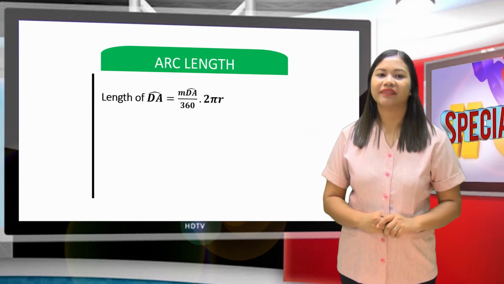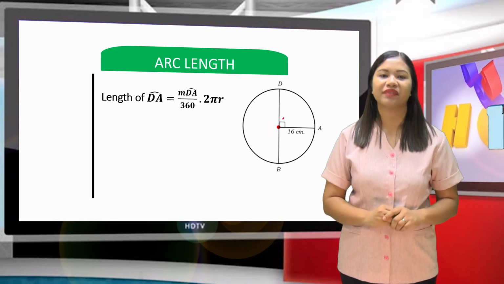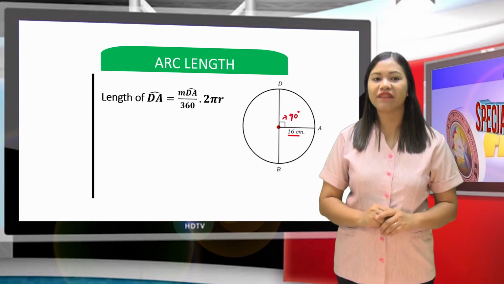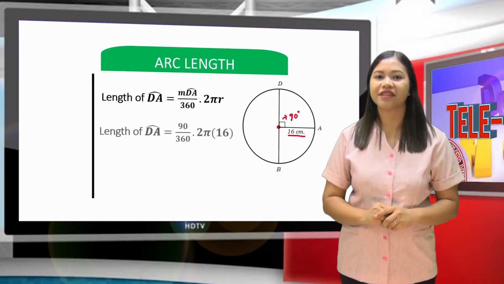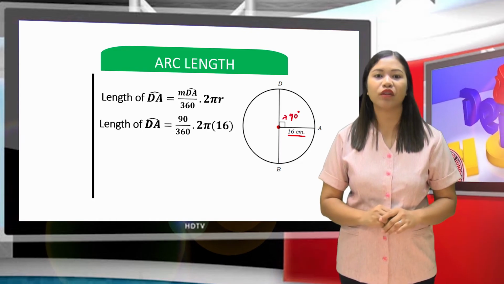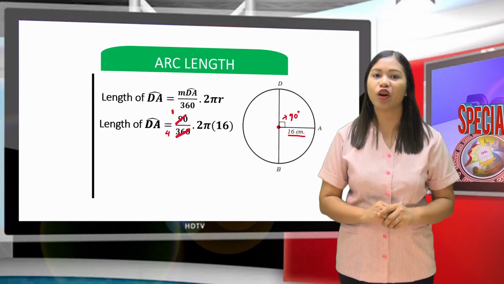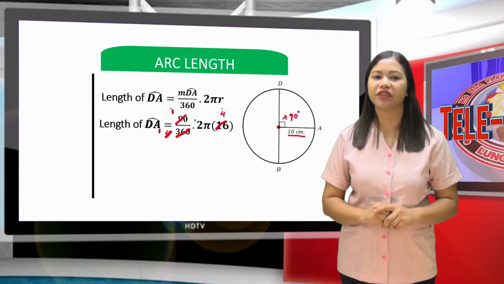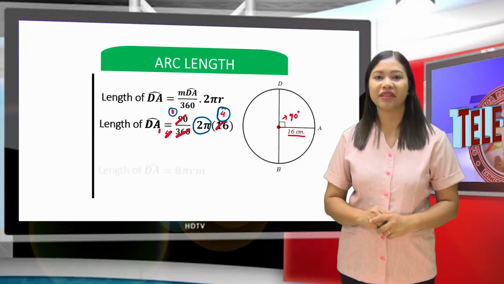Another example. In this figure, the measure of arc DA is 90 and its radius is 16 centimeters. Let's substitute the given to our formula. Then, 90 over 360 in simplified form is 1 over 4. And 16 over 4 in simplified form is 4 over 1. Multiplying the numerators, we have 8 pi centimeters. Therefore, the length of arc DA is 8 pi centimeters.